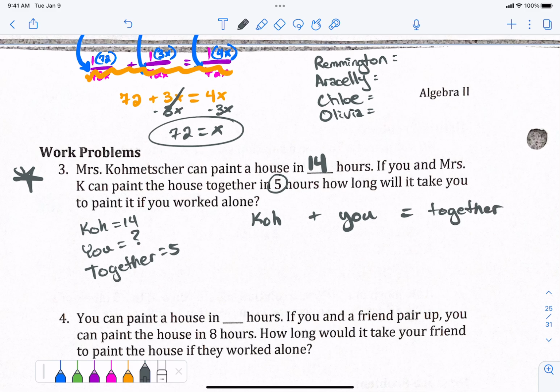Not yet. We're assuming you don't know what you have. Everybody's answer is going to be the same for this one, so don't use your number yet, okay? How fast can I paint a house? Or what rate can I paint a house at?